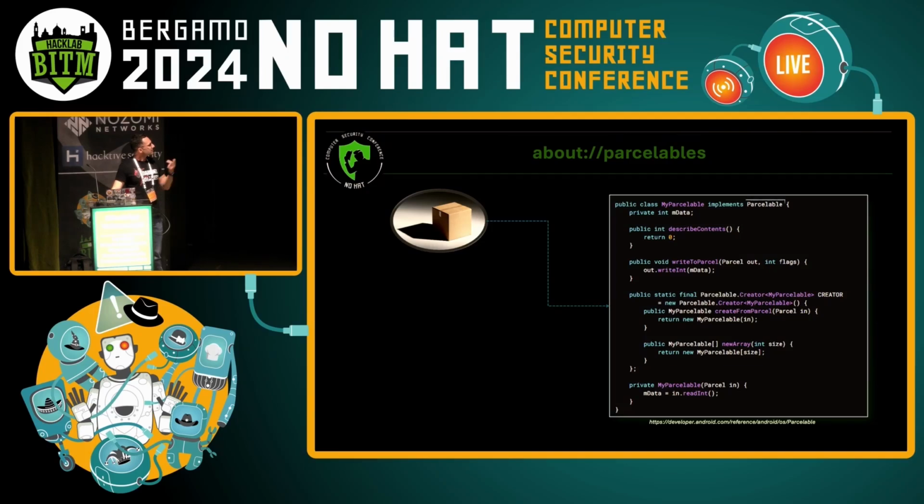This class must implement the Parcelable interface and must also provide a couple of special methods that can be used to create a parcel out of an incoming one. Right, like the createFromParcel method here.